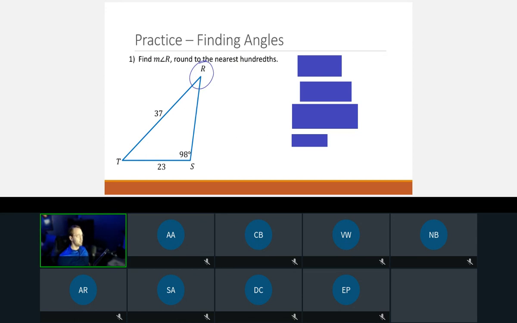So the way I set this up, I'm going to have sine of R over what? Sine of R over what number? 23. Yep. Little r. So, you know, the side, the 23 would be the little r side. And then we're going to use the known side and the known angle. So 98 degrees and side 37. So we're going to have sine of 98 over side length 37. All right, and then we're going to solve for r. So first step, what do we do?